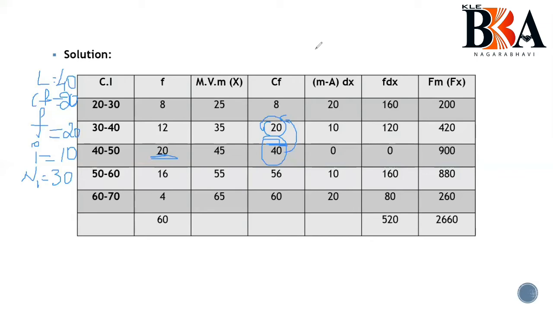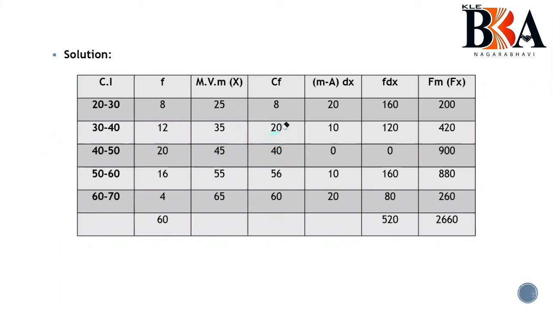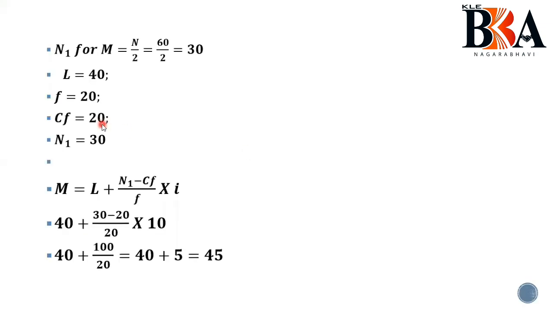Fine. So I'll just erase this one. Now we'll go for the next. We have got the values, right? You clearly understood. Look, I have written. Okay, L is 40, F is 20, CF is 20, and N1 is 30.